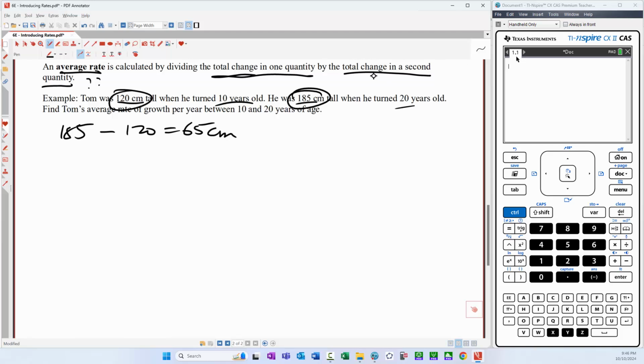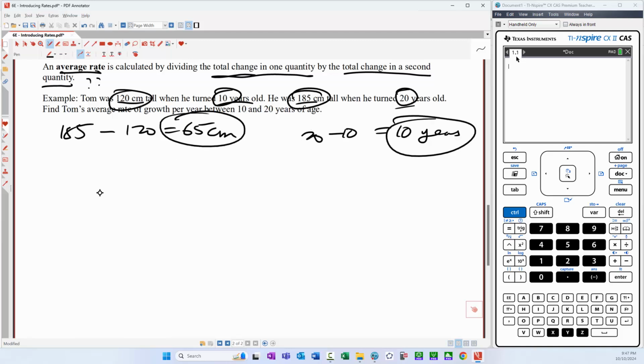Now we get the total change in the second quantity. That's just the change in time, which is 20 take away 10. That's 10 years. So the total change in time is 10 years, and the total change in height is 65 centimeters. We formalize that into a rate: 65 centimeters in 10 years.